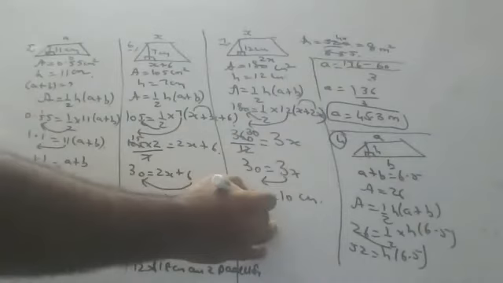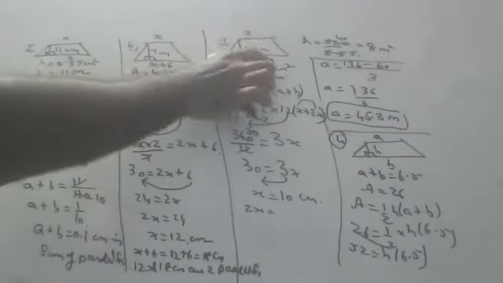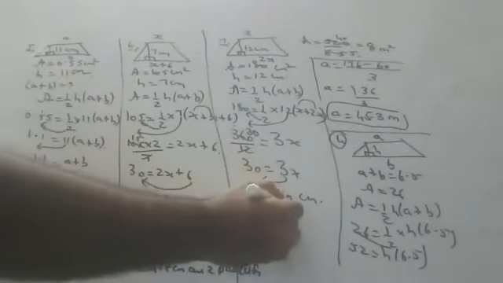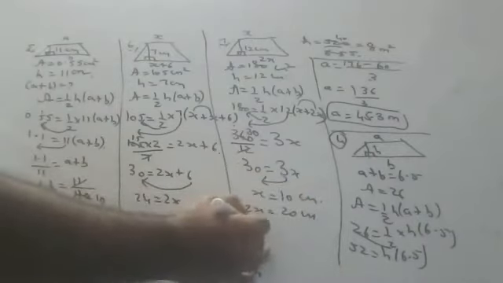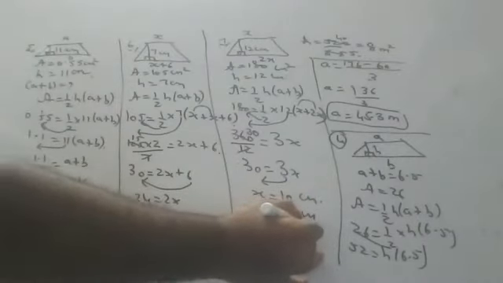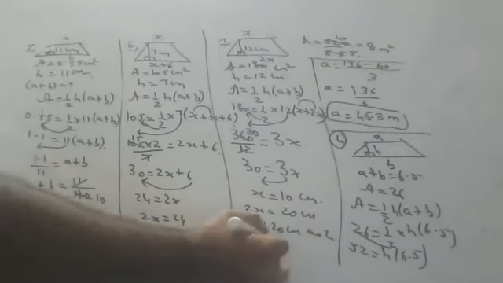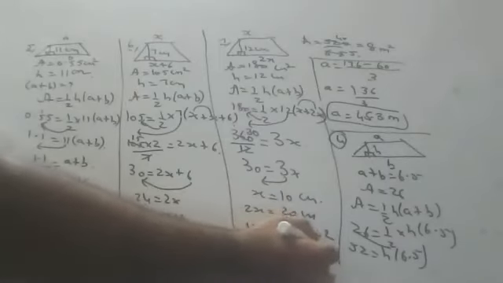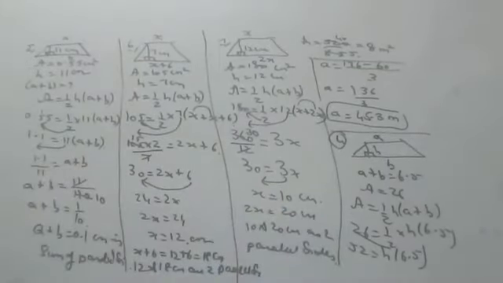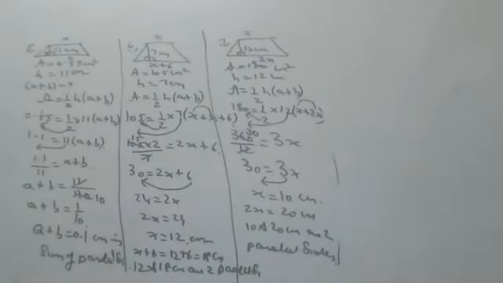The other side is 2x, because if one is x, the other is 2x. So 20 centimeters. So 10 and 20, very good, are the two parallel sides. Two parallel sides are 10 and 20 centimeters. Next one. Okay, children, next one.